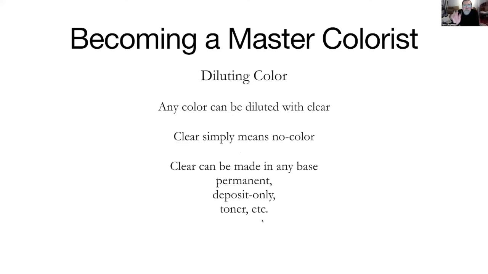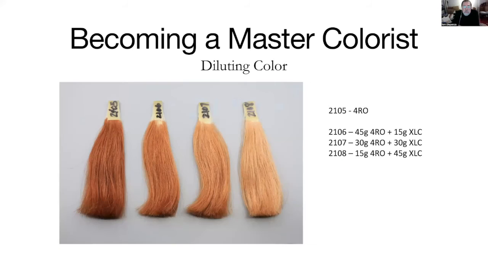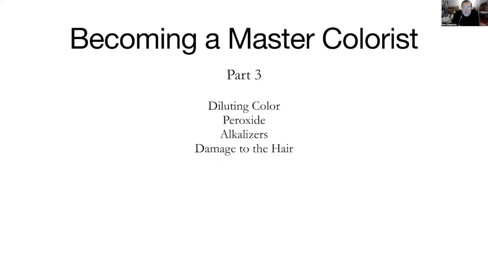Here we go. Whoops, I jumped too many there. Part three, here's what we're going to talk about. We're going to talk about diluting color and the different ways that you can do it and why you do it. We're going to talk about peroxides, alkalizers, and we're going to talk about damage to the hair.